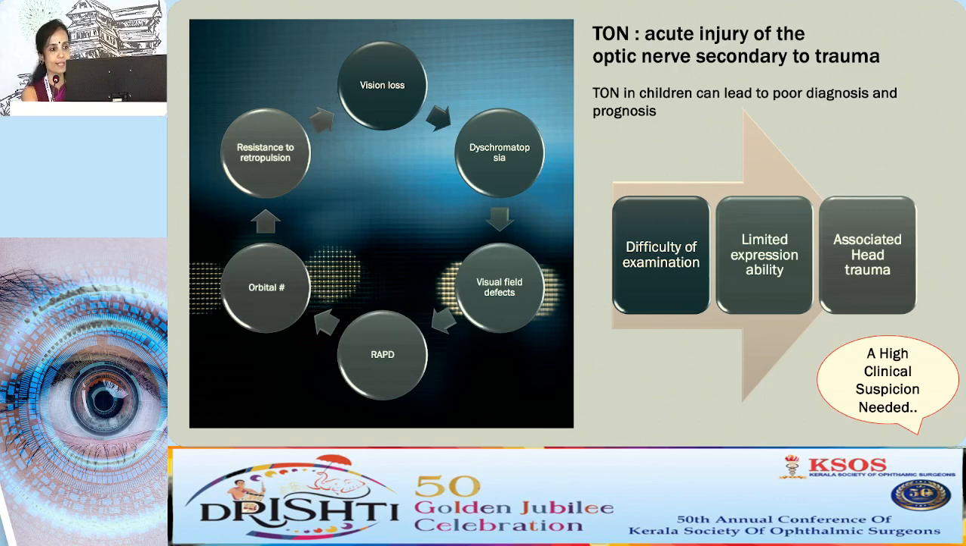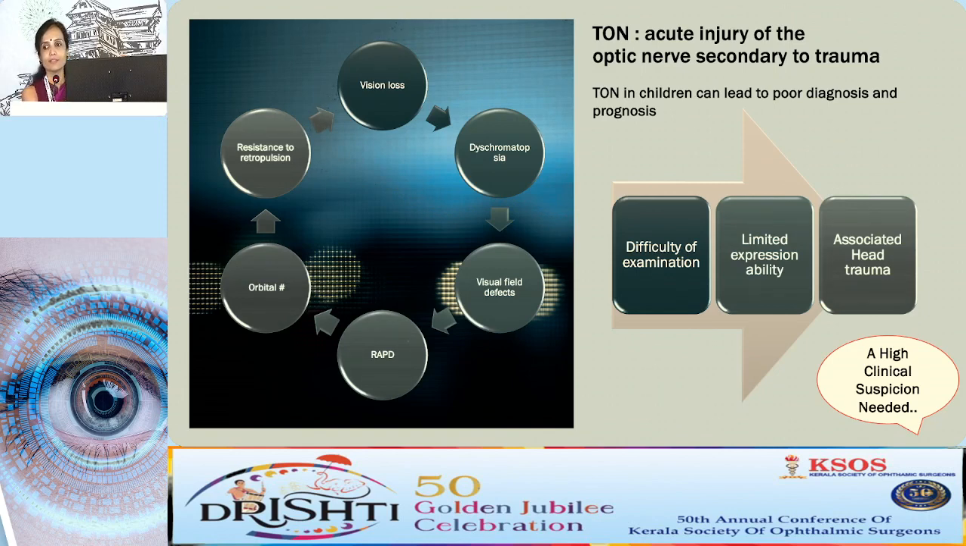So the signs would be the same as in adults. But children being less expressive, they don't often complain about defective vision and they won't be very expressive in their complaints. So we need to have a high index of suspicion to diagnose TON in children. So just like in adults, there would be vision loss, color vision loss, visual field defects. RAPD is an important sign in cases of trauma.